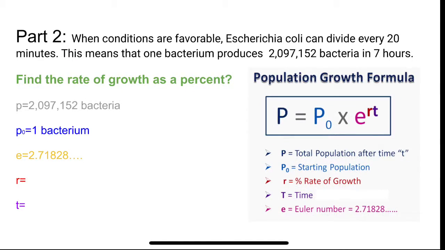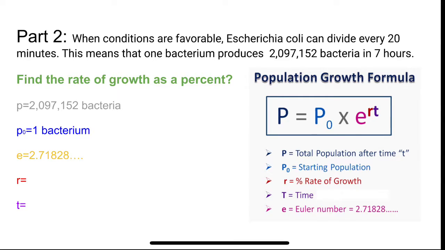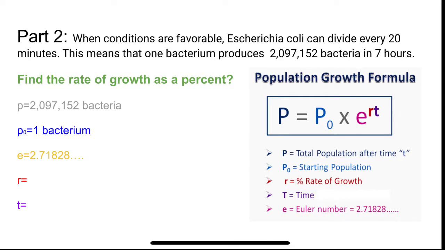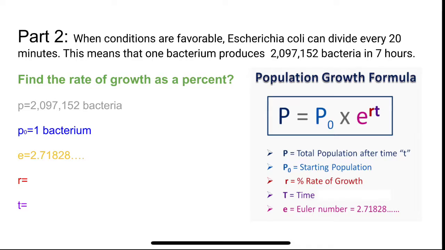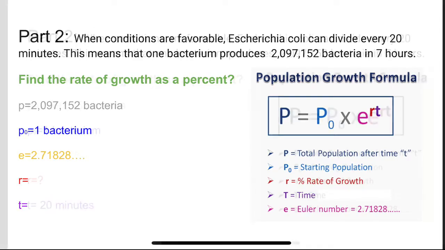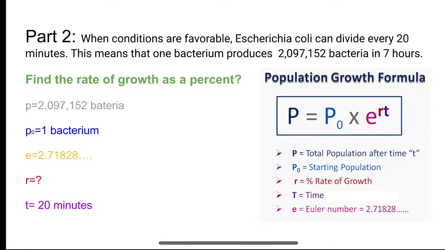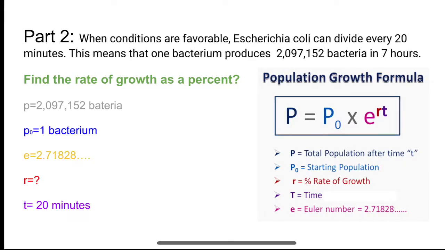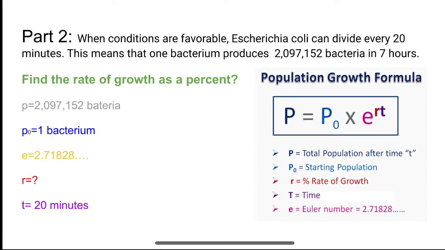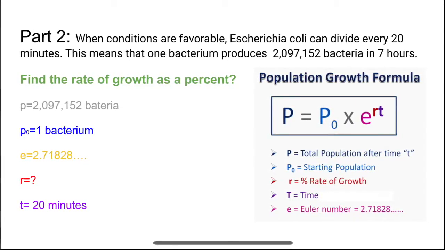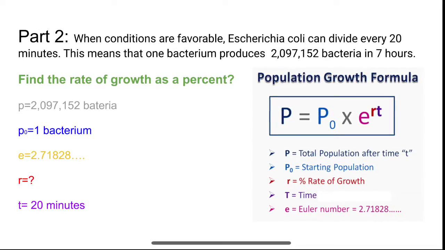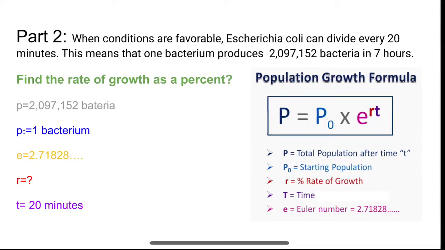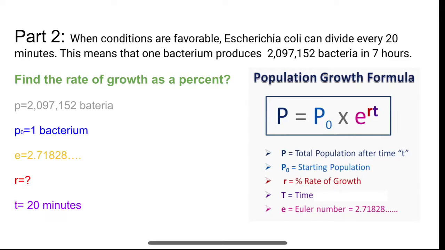Next, we can add that the total population, or P, equals 2,097,152. We can also add that P of 0, which is the starting population, equals the 1 bacterium we found from the first equation. Last, we can fill in t, which needs to be thought of in minutes. It is actually the 20-minute division that we are given in the initial set of information. Now to find the rate.